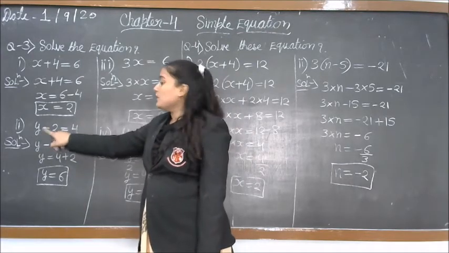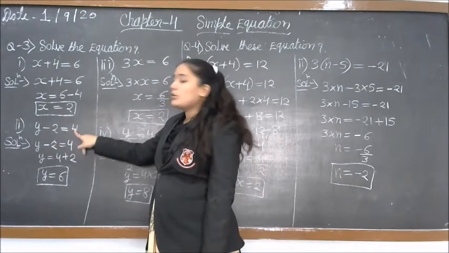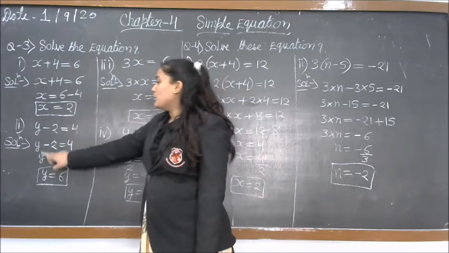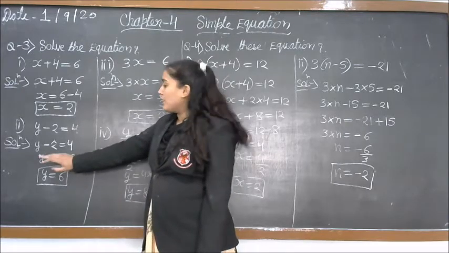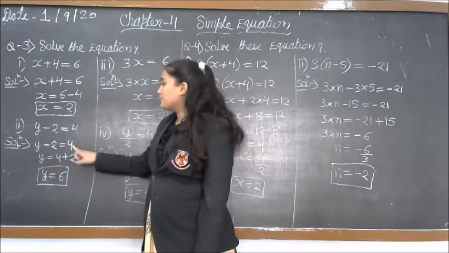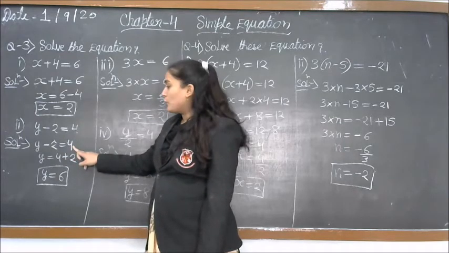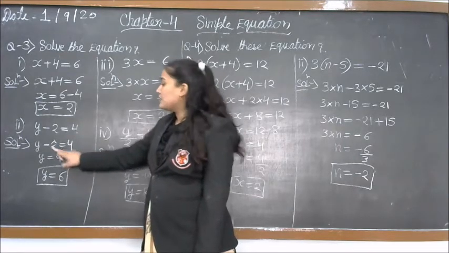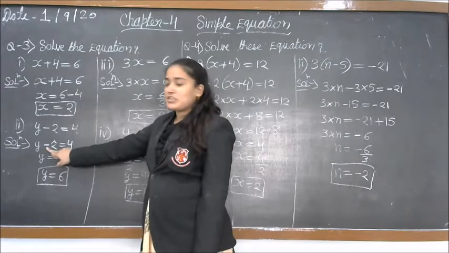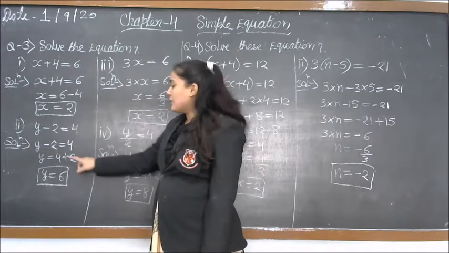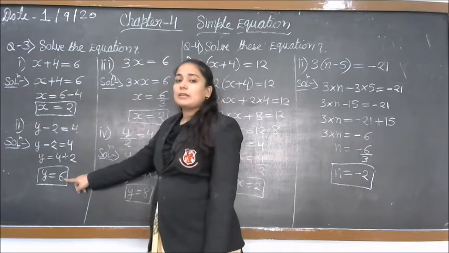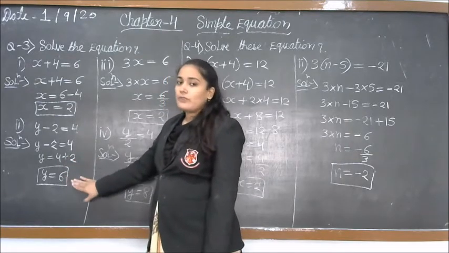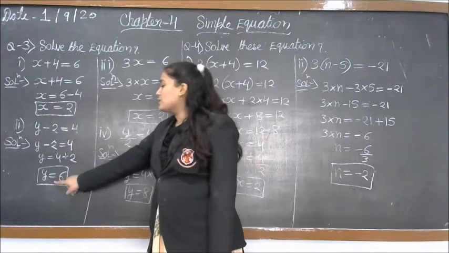Y is a variable, 2 is a constant, 4 is also a constant. So y is the variable, no need to change its position, we put it as it is. After the equal sign, 4 is also as it is. Now 2 is in subtraction, so when we move it here it becomes addition. So 4 plus 2 becomes 6. Therefore the final answer of this equation is 6.